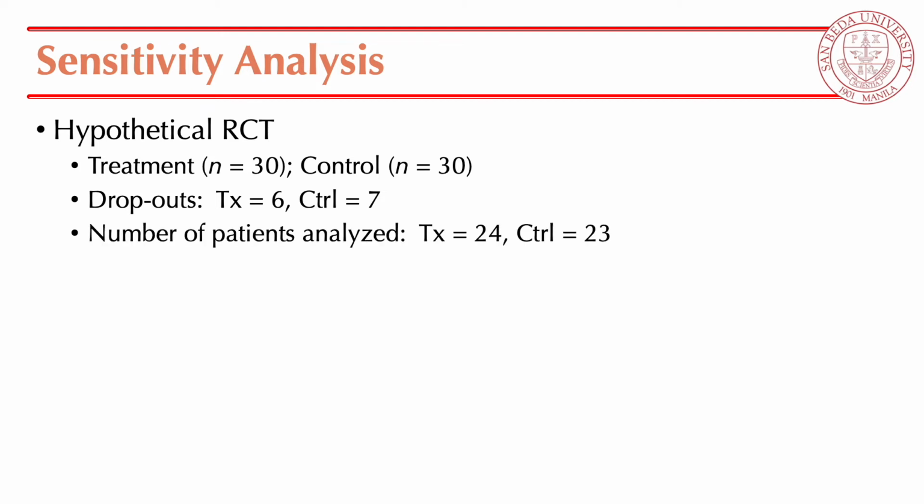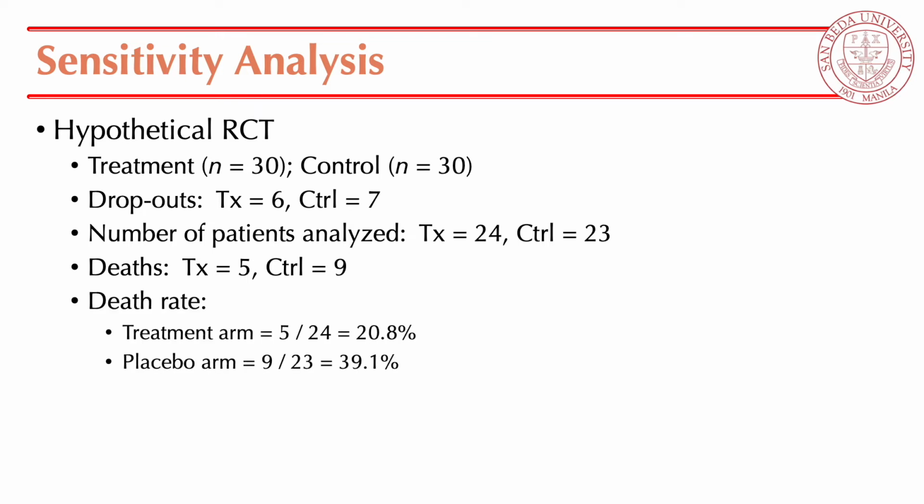Naturally, that brings the number of patients analyzed to 24 in the treatment group and to 23 in the control group. Let us now suppose that in the treatment group, 5 patients died, while in the control group, 9 patients died. That would bring the death rates to 20.8% and 39.1% in the treatment group and control group respectively.